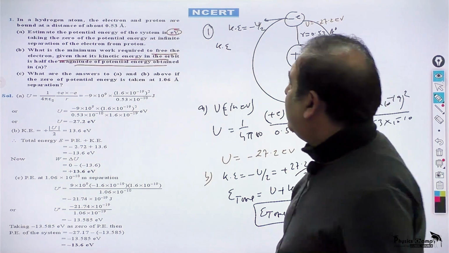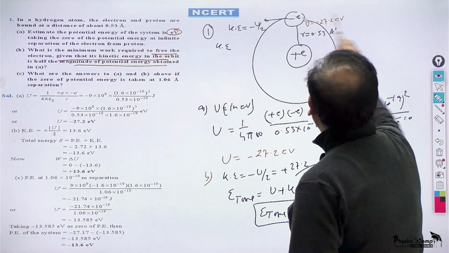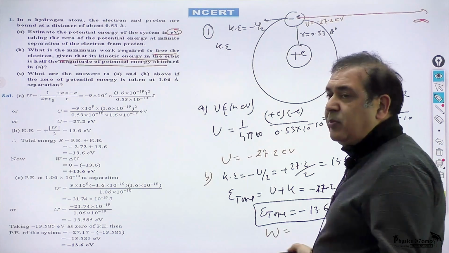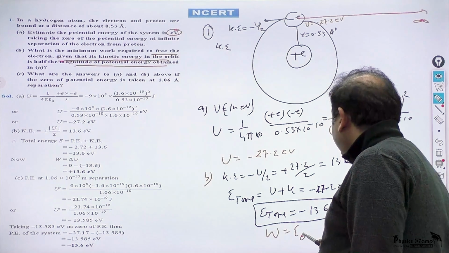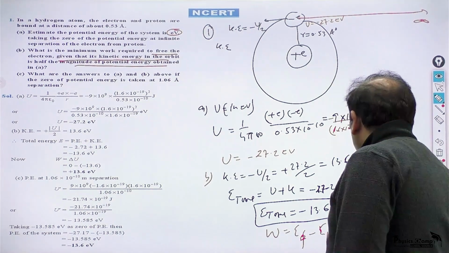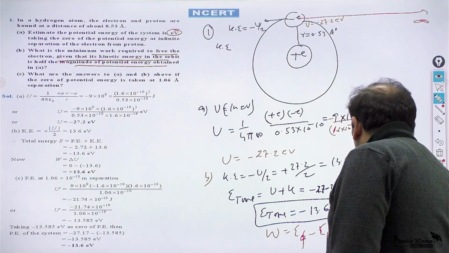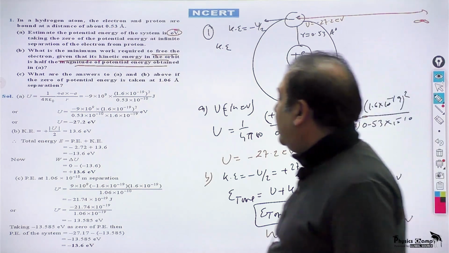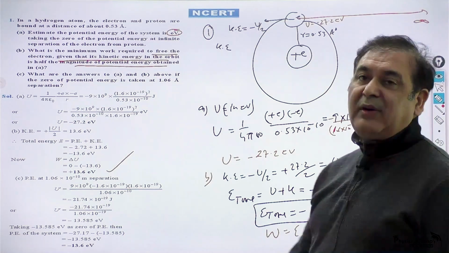What is the minimum work required to free this electron? I want to take this electron to infinity. What is the work required? So, work required will be, I need to put the total energy as 0. So, total energy final minus total energy initial: total energy final is 0 minus minus 13.6 electron volt. So, the work required is 13.6 electron volt. 13.6 electron volt of work will be required to take this electron to infinity.